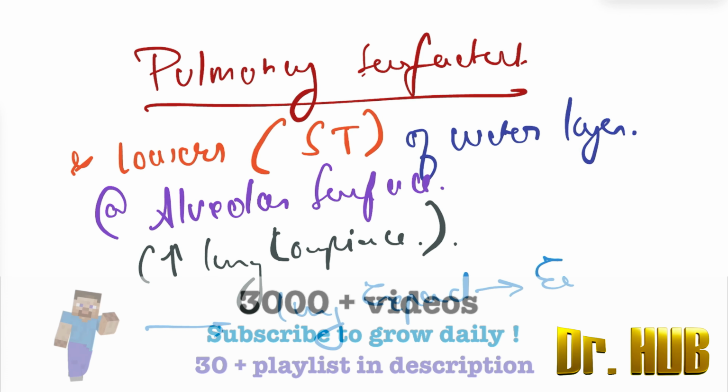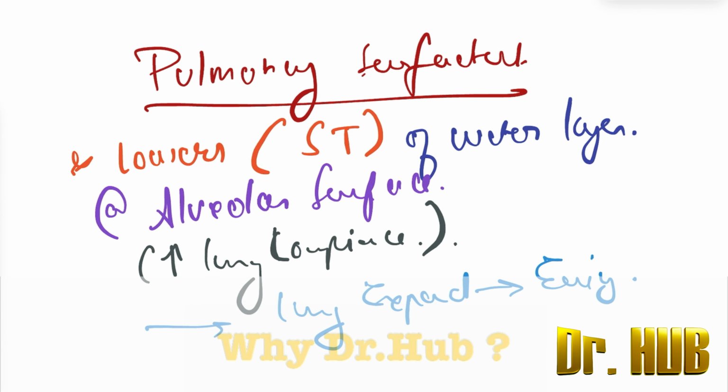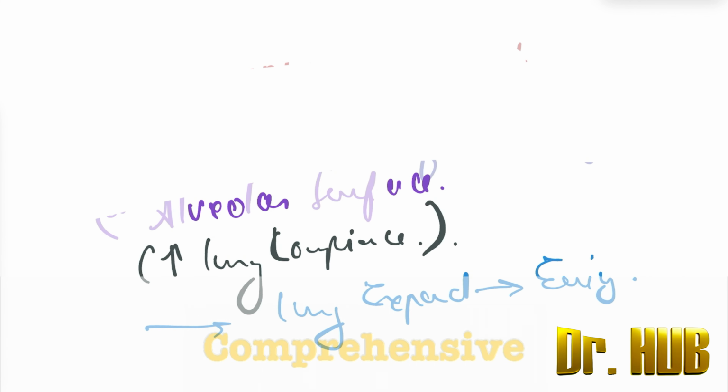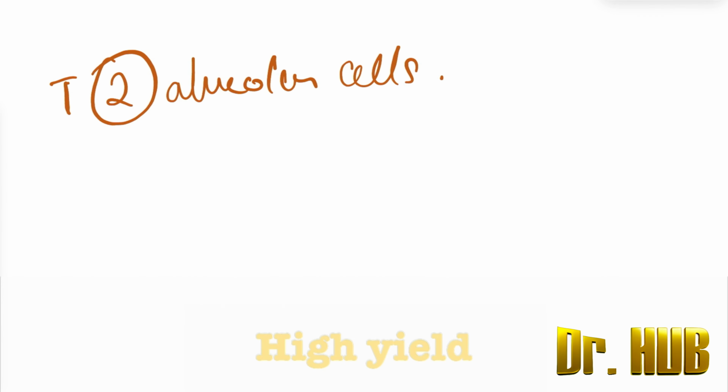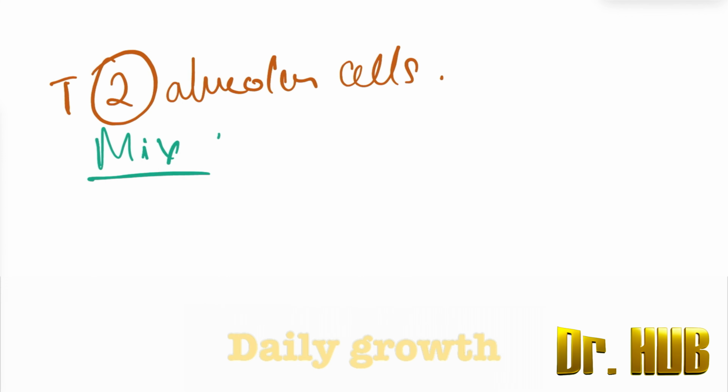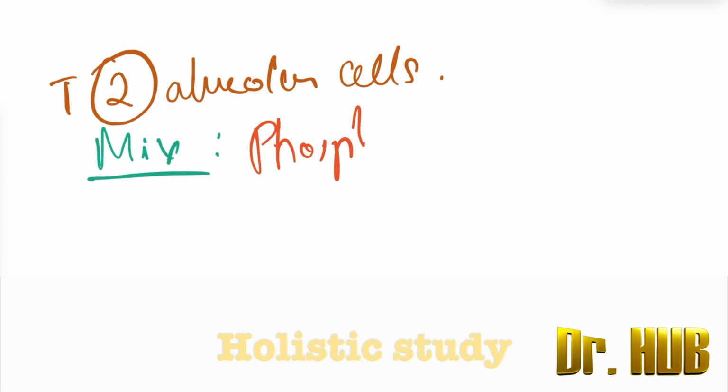We need to know that it is secreted by type 2 alveolar cells. This is very important. And another thing is that it is a mixture of phospholipids and proteins.